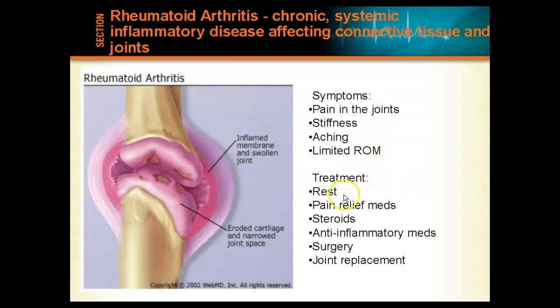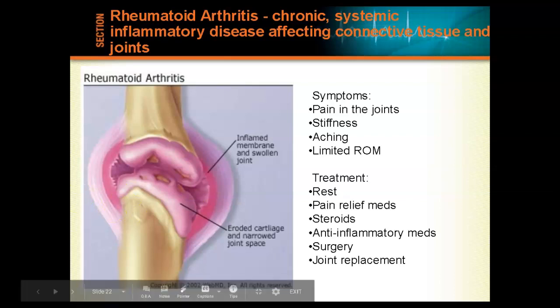The treatment is rest, pain relief meds, but steroids is another thing that we definitely use in rheumatoid arthritis. Sometimes these patients will be on long-term steroids. Anti-inflammatory meds, that would be the NSAIDs that we talked about with osteoarthritis. But the other treatment for this is surgery and joint replacement. Over time, people that have rheumatoid arthritis normally end up having to have joint replacement surgery to fix this.